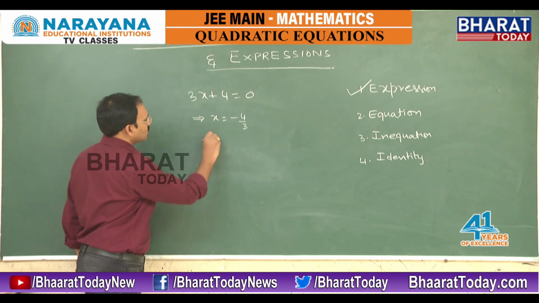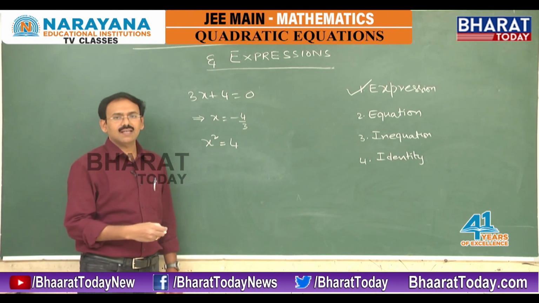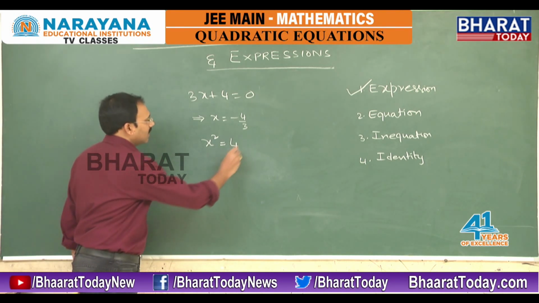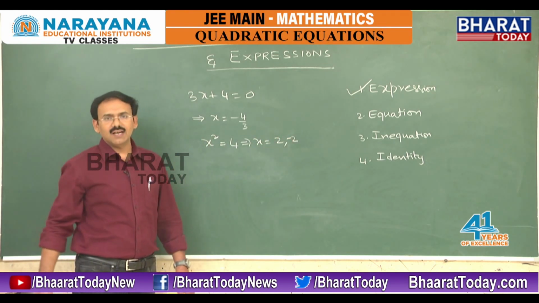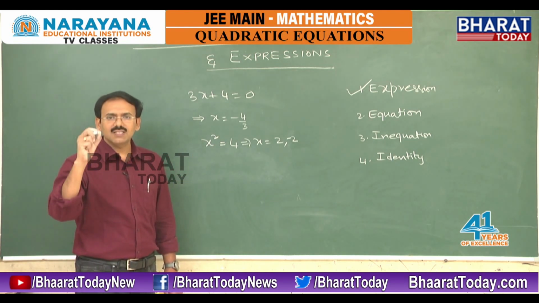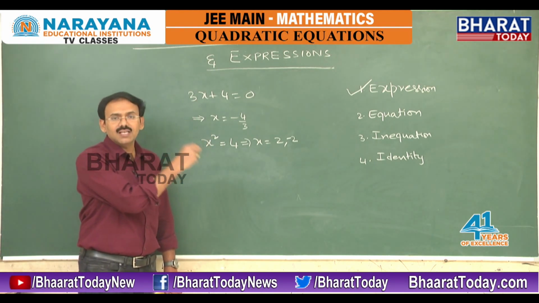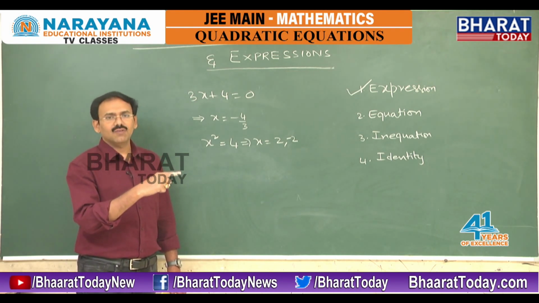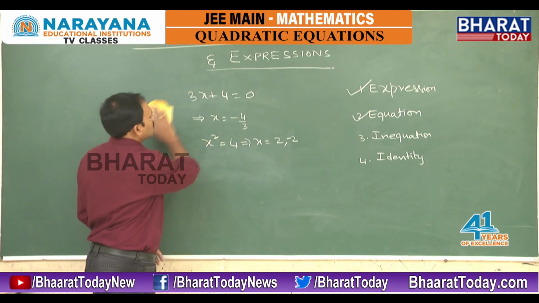Similarly, suppose x square is equal to 4, which is a condition. This says that square of a number must be 4. I want that number. You see, clearly x can be 2 or minus 2 satisfies this condition. So this is an equation. So every equation is a condition. We know that the numbers which satisfy the condition are called roots of the equation or solutions of the equation. That is equation. Then inequation.